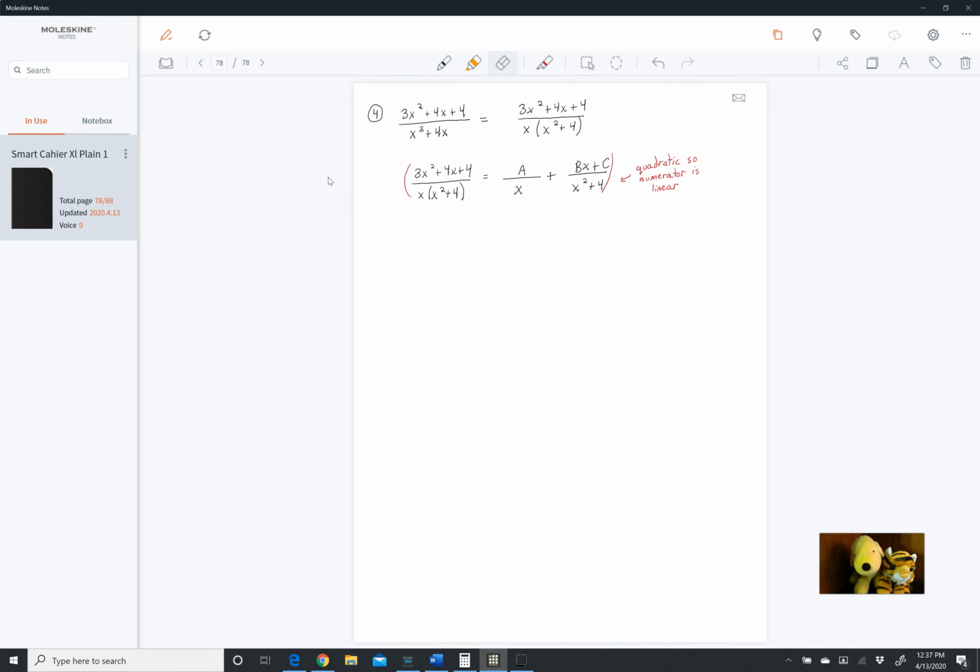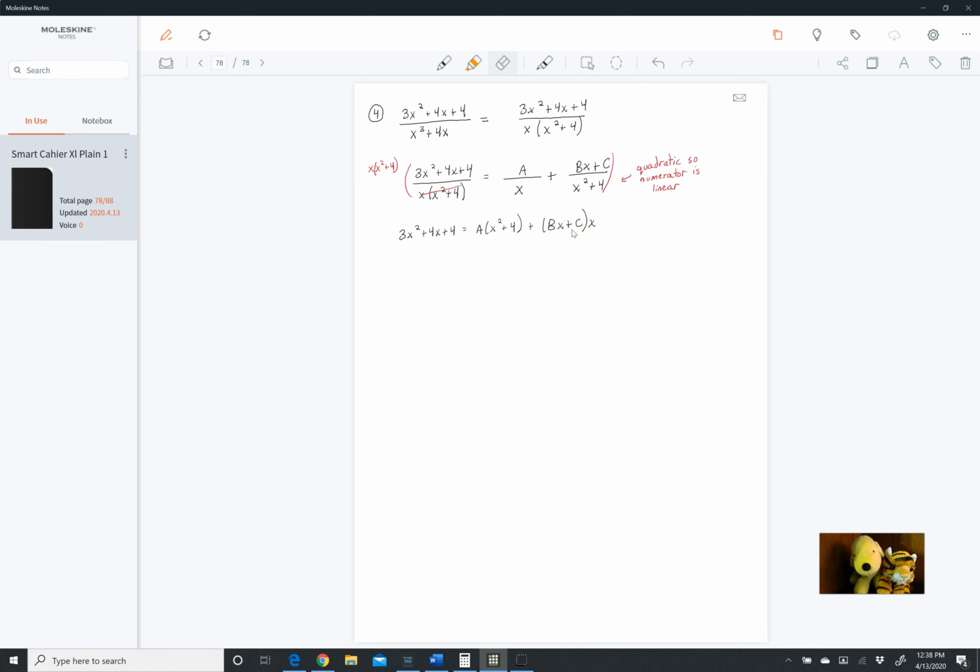Okay, so we know that we multiply both sides. Notice I put parentheses around the whole thing. So when I do that, I'm saying you're multiplying everything in the equation. So we've done that before. You've seen that before. This is going to cancel. And what we wind up with is 3x squared plus 4x plus 4 is equal to a times x squared plus 4 plus bx plus c times x.